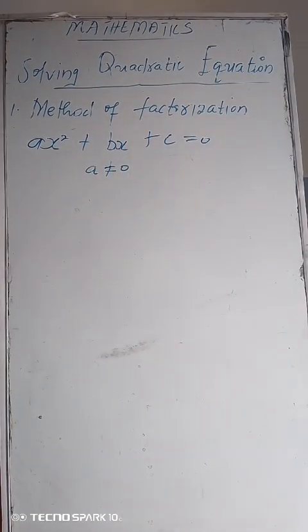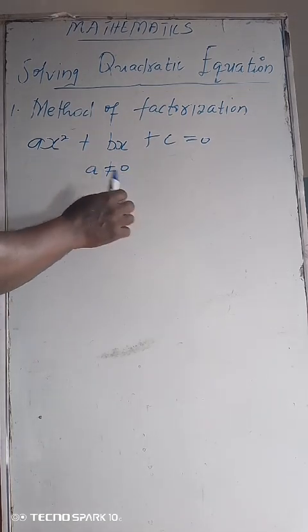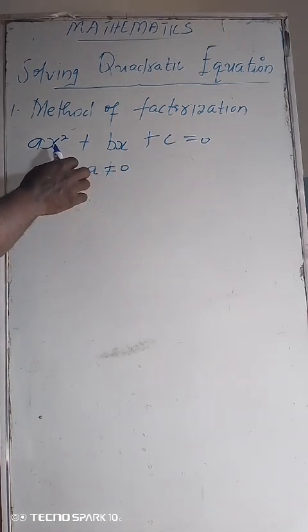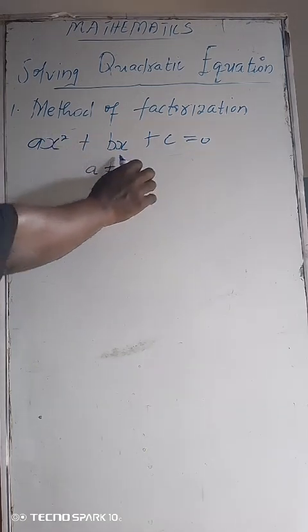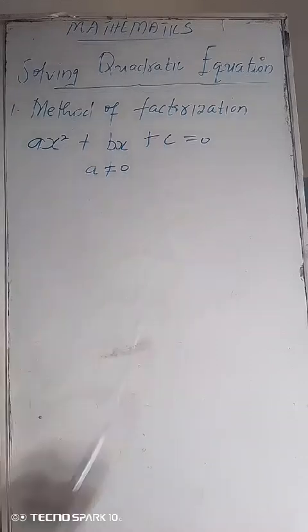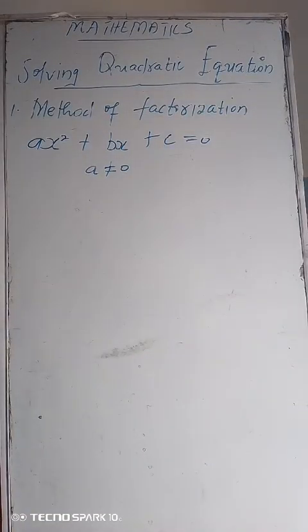The reason is a situation whereby the a is 0. It means that when we multiply 0 by anything, the result will be 0. So the x squared term will be no more, and with regard to bx plus c, it will be a linear equation instead of a quadratic equation.